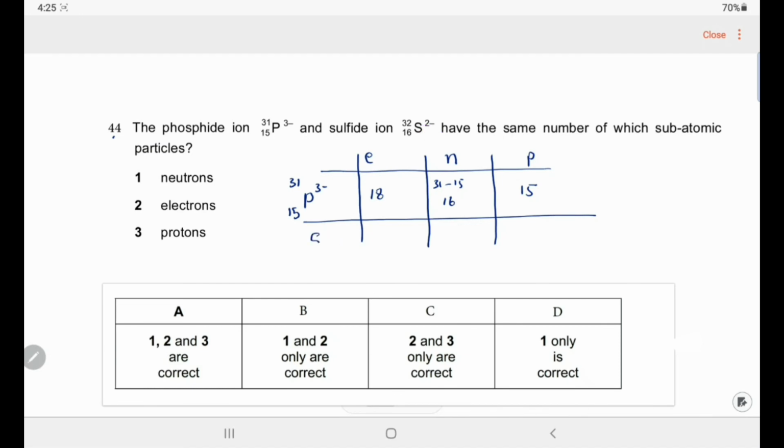Coming towards the sulfide ion, sulfide 2 negative, 32 and 16. Electrons in it, 16, its own electrons, and 2 gained by it, so a total of 18 electrons. Neutrons, 32 minus 16 becomes 16. Protons, here it has 16 atomic number, so there are a total of 16 protons. Now, neutrons are same. Let's see for neutrons, 16, 16. Yes, neutrons are same. Electrons, 18 electrons, 18 electrons, they are same. Protons, phosphorus has 15 and sulfur has 16. Protons are not same. So 1 and 2 only are correct. That is choice B.